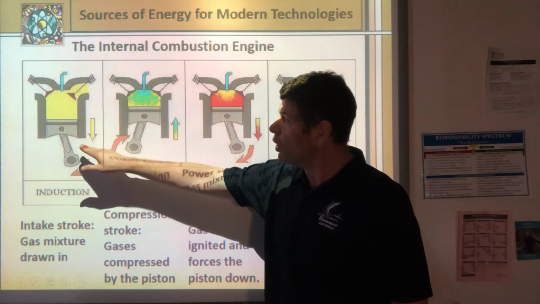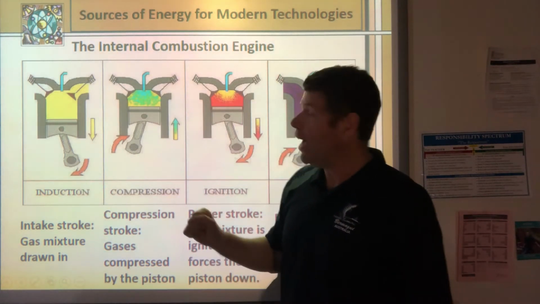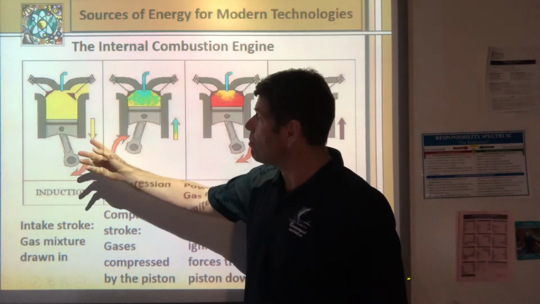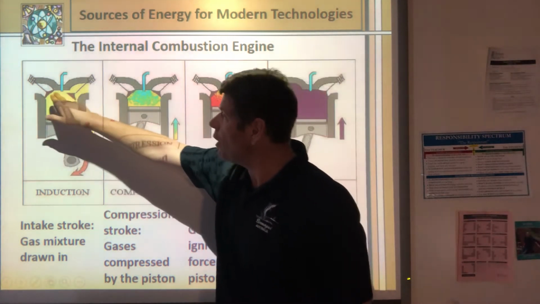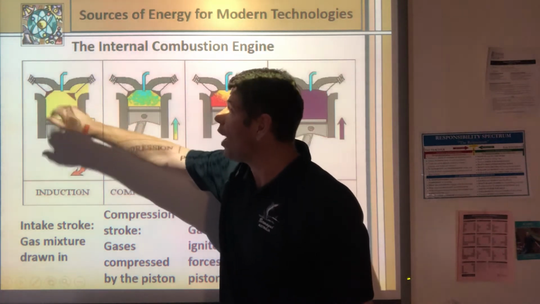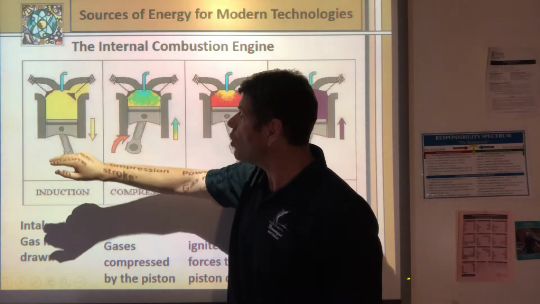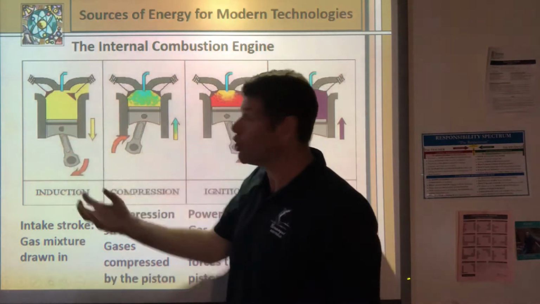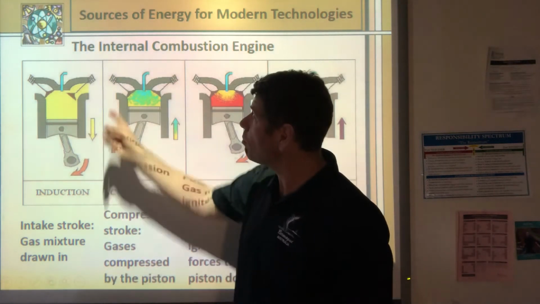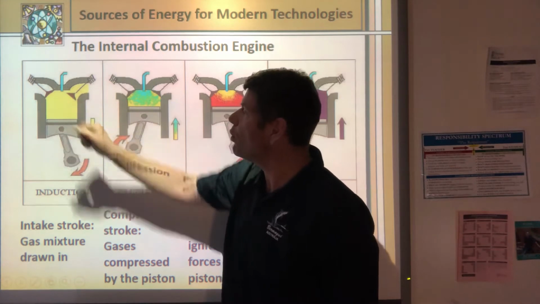The first stroke is called the intake stroke, and this is where the piston will be moving down. And you can see up top here in the cylinder we have these valves. We have an intake valve and an exhaust valve. So during the intake stroke, as the piston moves down, it creates a vacuum which pulls fuel-air mixture in through one of the valves.